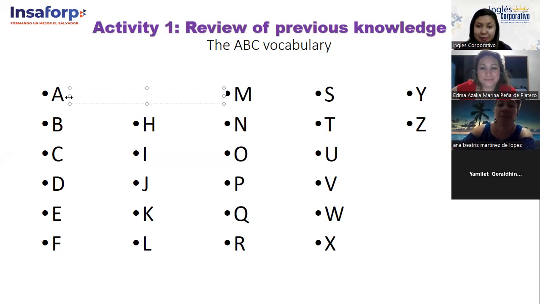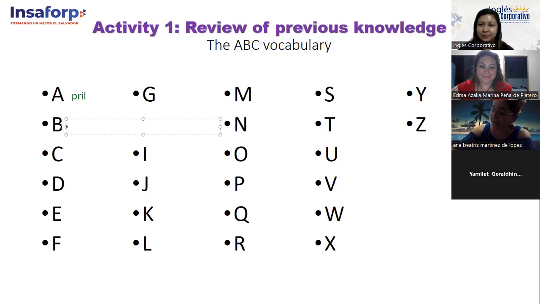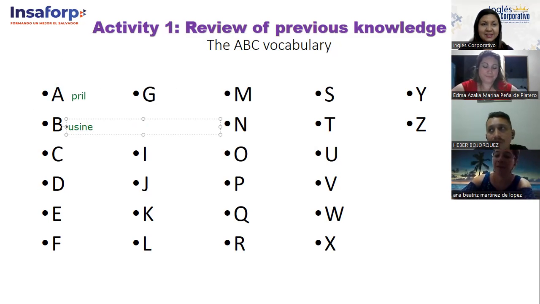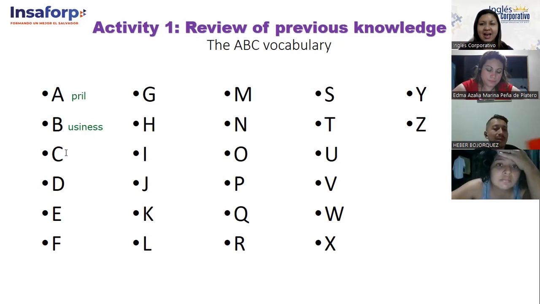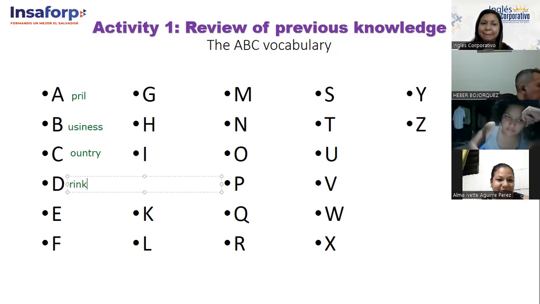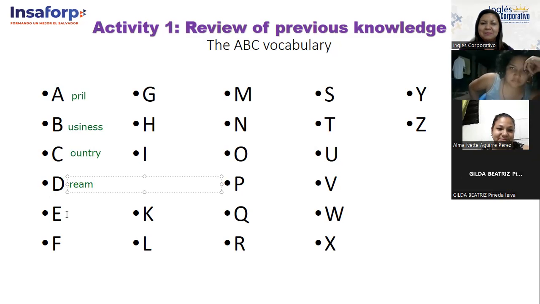April? April or apple? April, the month. Okay, very good. Letter B? Business. Okay, B. Banana. Very nice. Letter C? Country. Okay, country. Nice. Letter D? Drink or dream? Dream. Like, I have a dream. Okay, letter E. Elephant, teacher.